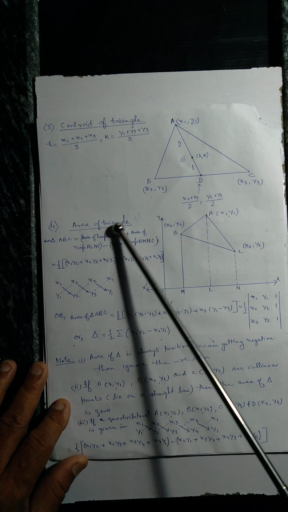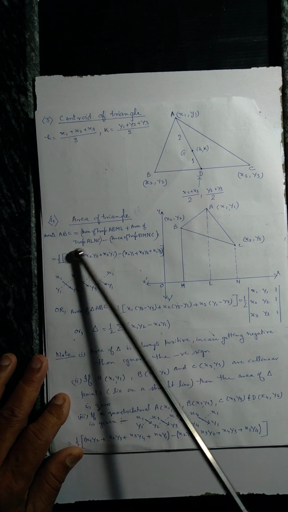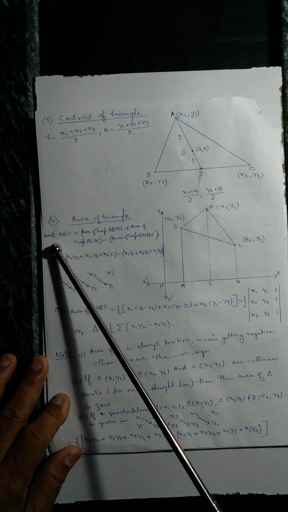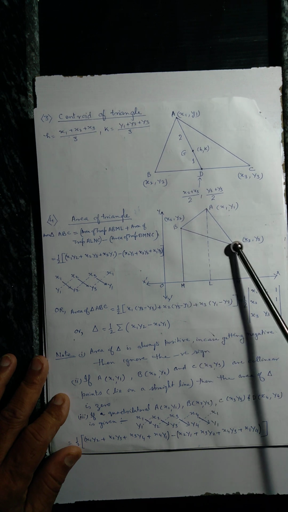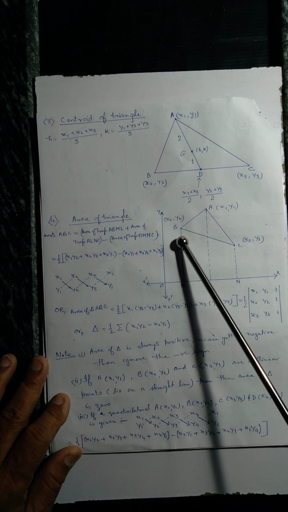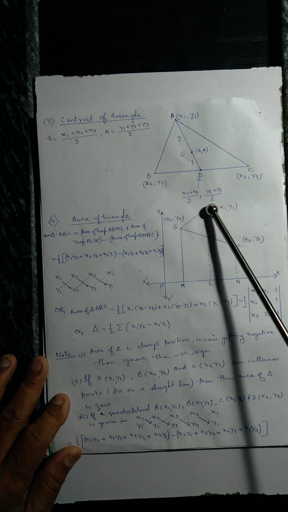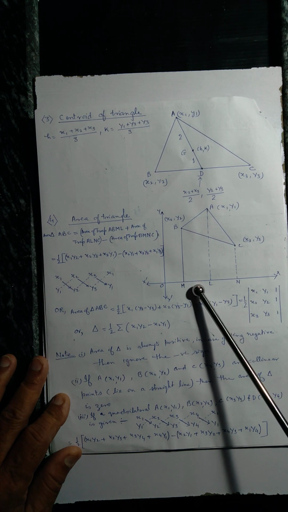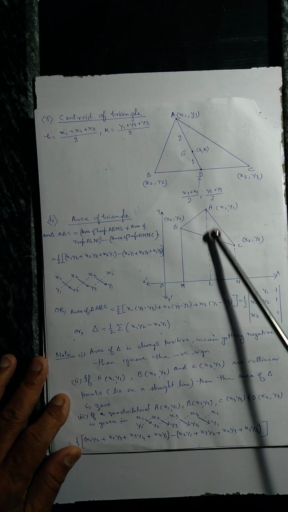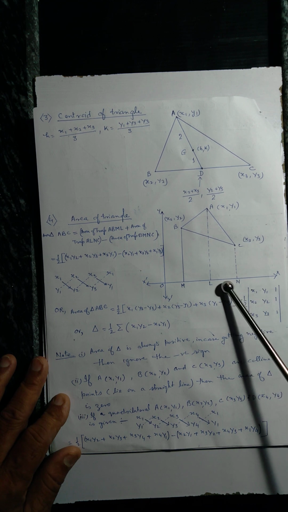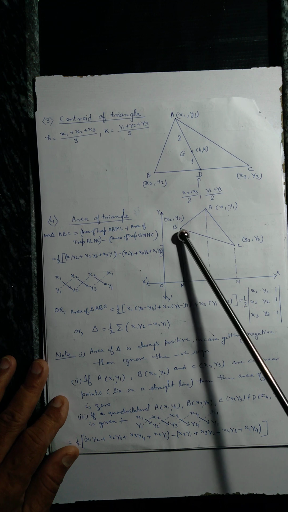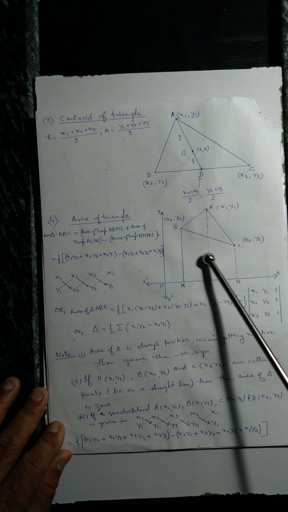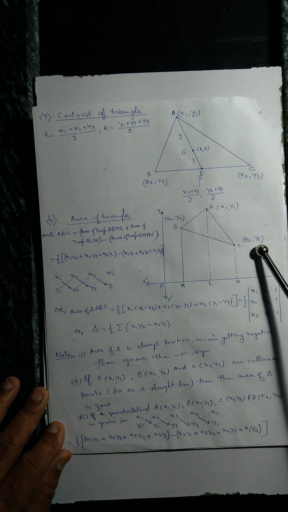Now proceed to how to find the area of the triangle. You see the triangle ABC is given here. From the points B, A and C drop perpendiculars, that is BM, AL and CN. And the coordinate of the point A is x1, y1, B is x2, y2 and C is x3, y3.